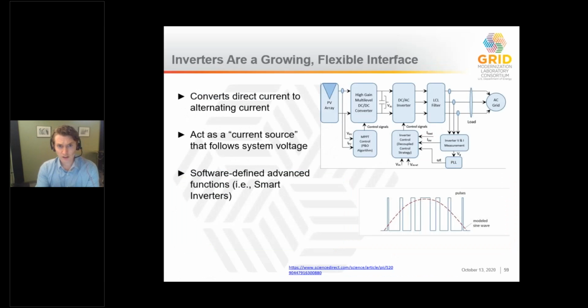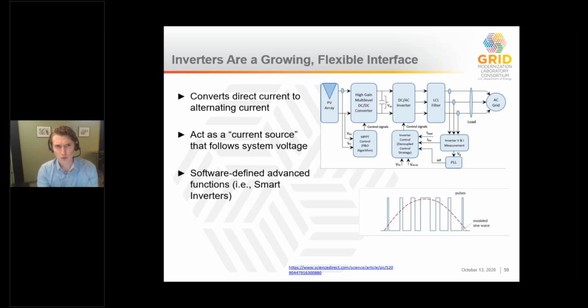Zooming in a little bit further on the inverters, we won't go into the details of that block diagram in the upper right, but what I did want to convey with that is that these are largely software defined control systems again, and what they're doing at the fundamental level is creating a voltage or a current waveform, excuse me, by quick pulses, and that's what's in the lower right hand of the screen.